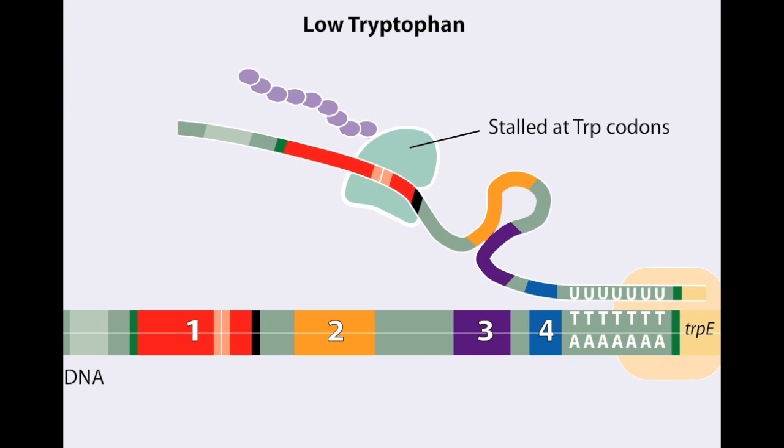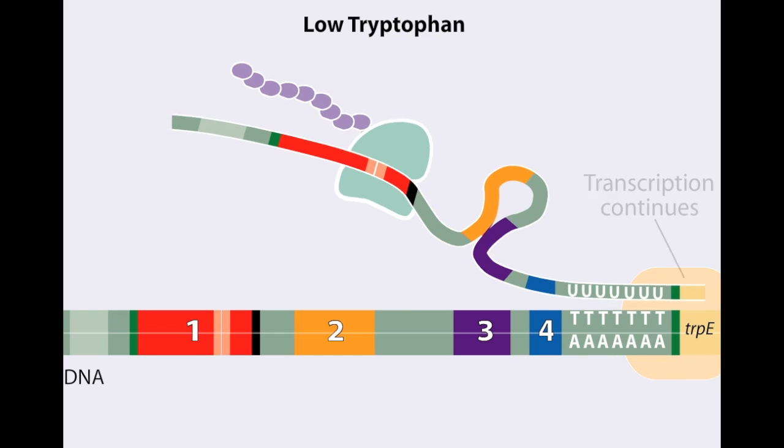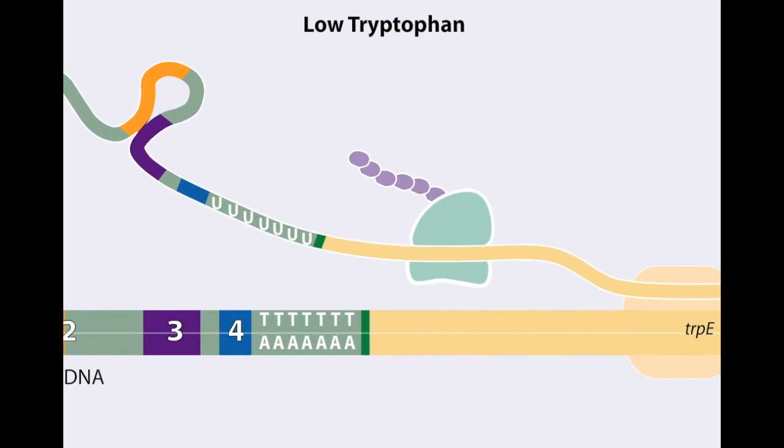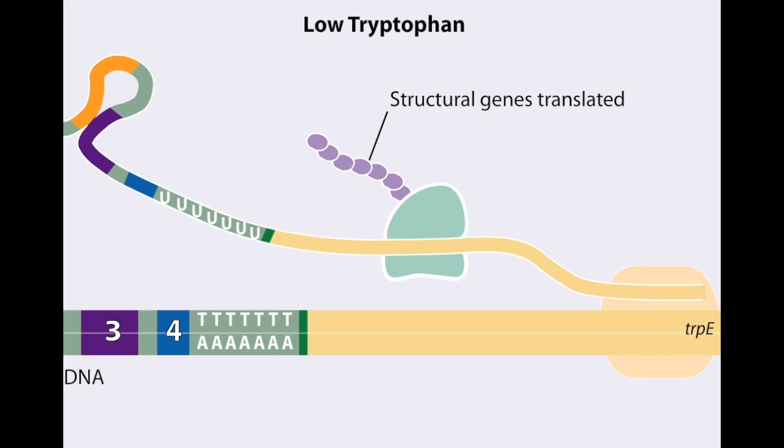Because region 3 is paired with region 2, it cannot pair with region 4 and form an attenuator. Transcription continues. RNA polymerase transcribes the structural genes, which are translated into enzymes, which in turn synthesize more tryptophan.